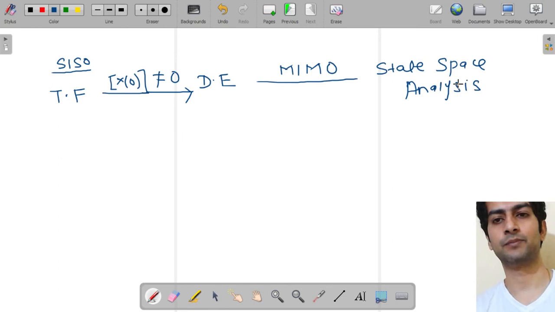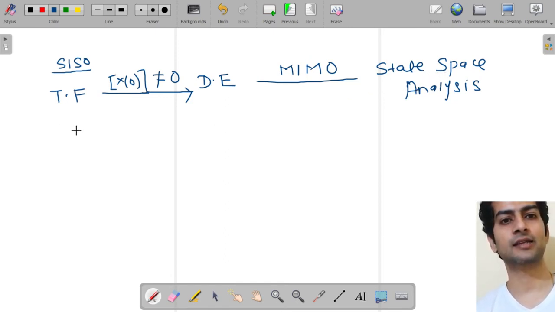In previous lectures, we have seen that if we have a differential equation, then how we can find the state space analysis. So what is the advantage of state space analysis? Here comes the advantage.